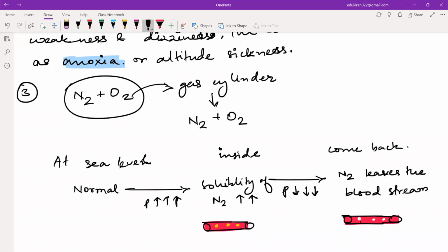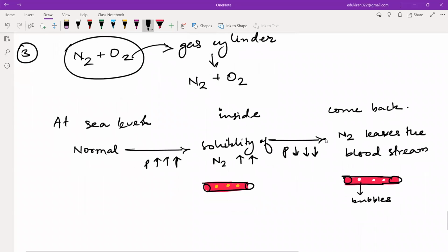These are bubbles. Now these bubbles will restrict the flow of blood. When you have bubbles, what will happen? They will restrict the flow of blood, causing again what? When the blood is not reaching each and every part, you will be feeling weakness, right? And the reaction time that you should have will also lower down, right? So you will be reacting slowly at that time. Now this condition is known as bends. This condition is known as bends.